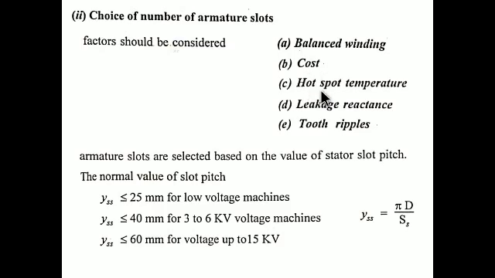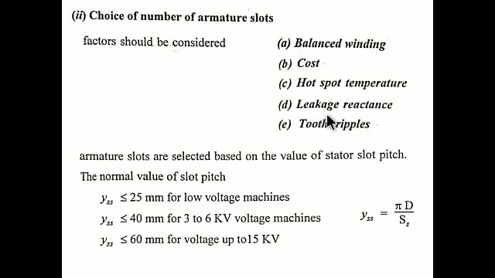Then the next one is hotspot temperature, which is the rise of temperature. When we use a small slot, we use a large number of conductors in the slot. It gives less space for air circulation. Generally, the temperature rise increases. So the temperature rise is also an important term for selecting your slots.